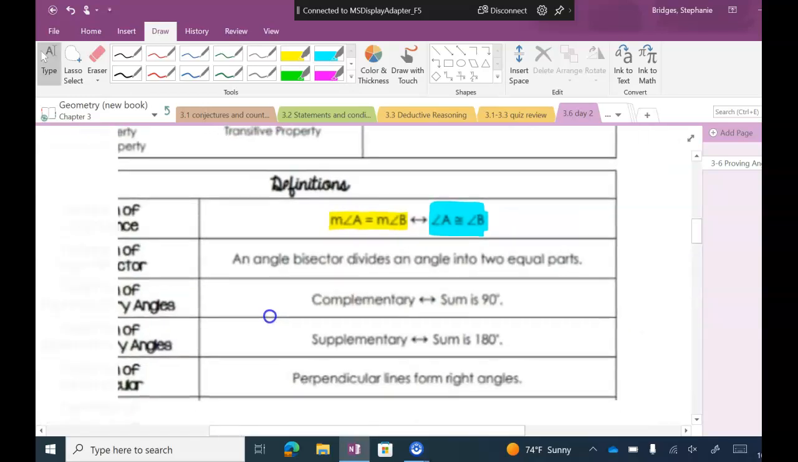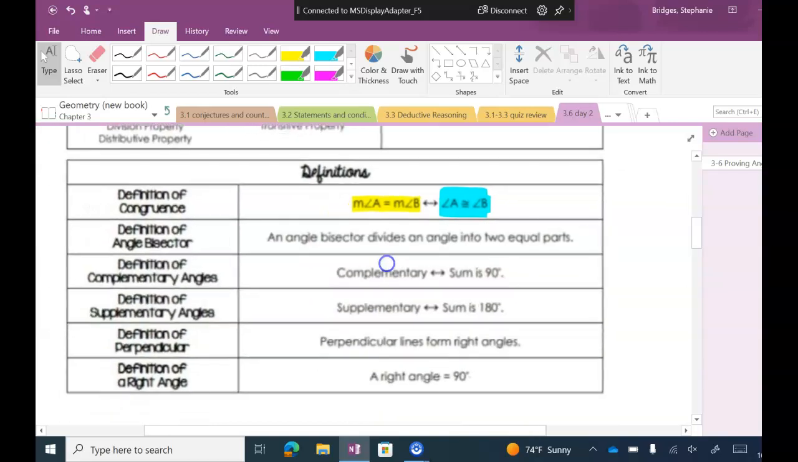Okay, then you have the definition of an angle bisector. These are all reasons that we would use in our proofs. Okay, let me take a timeout. For reasons in our proof, the definition of congruence we just talked about. The definition of an angle bisector, and an angle bisector says that it divides an angle into 2 equal parts. Technically, scratch out equal, it should be congruent. Everybody scratch out equal and put congruent.